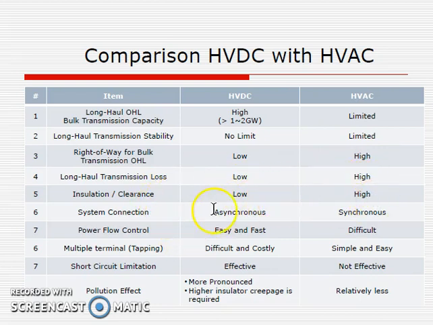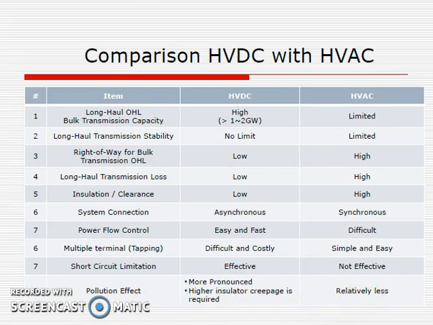System connection can be asynchronous in HVDC, but HVAC always requires a synchronous system. Power flow control is easy and fast in HVDC, but very difficult in the HVAC system. Multiple terminals: difficult and costly in HVDC, simple and easy in HVAC. Short circuit limitation: effective in HVDC and not effective in HVAC. The reactive effect is more pronounced in HVAC, and three phases are required.